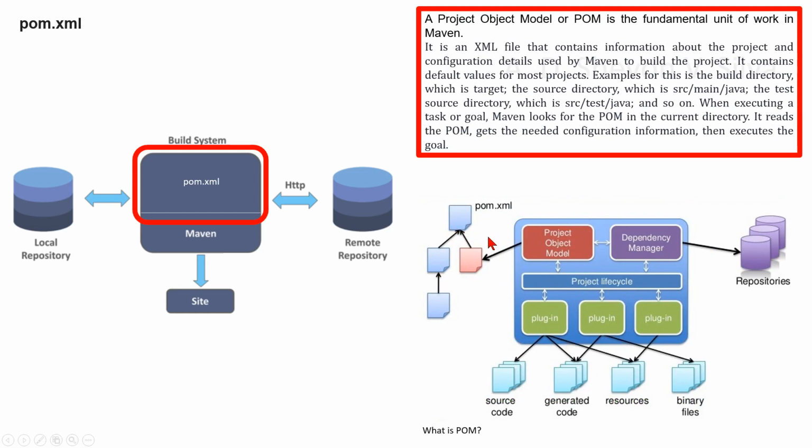POM, or project object model, is the basic unit of Maven. POM is actually an XML file that contains all the configuration and information which is useful to build the Maven project. Inside the POM, the configurations specified are nothing but the dependencies and goals that can be executed. You can specify other information as well inside the POM, like project version, developers, mailing list, etc.